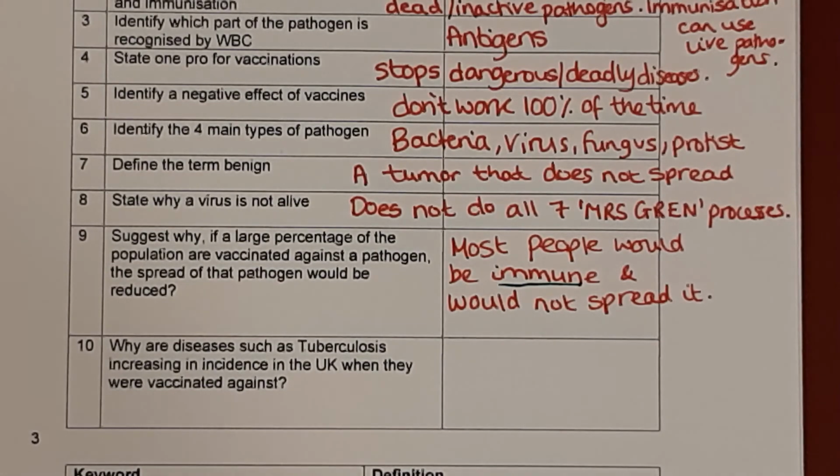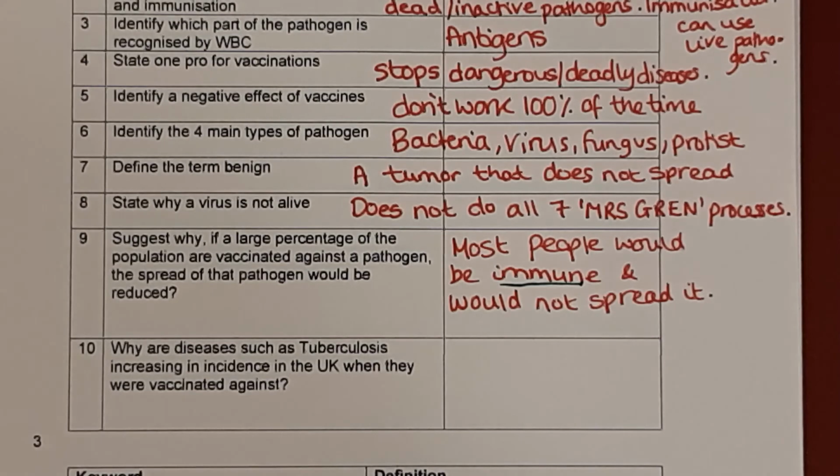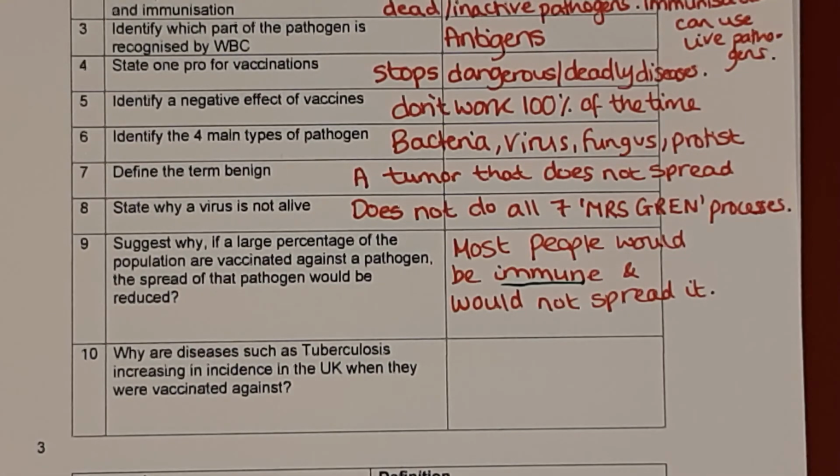Question 10. Why are diseases such as tuberculosis increasing in incidence in the UK when they were vaccinated against? Okay, so this one is a more complex one, which we haven't actually really covered in this lesson. It was briefly mentioned in one of the videos. However, TB is something that children in this country are vaccinated against. However, it is not 100% effective as a vaccination, and there are a number of people coming in from other countries who have moved here during their lifetime, and they get tuberculosis, or more often they'll bring it with them.